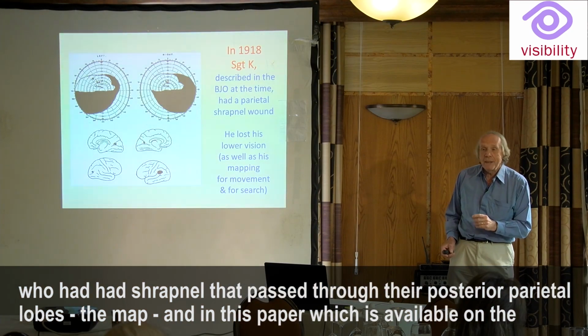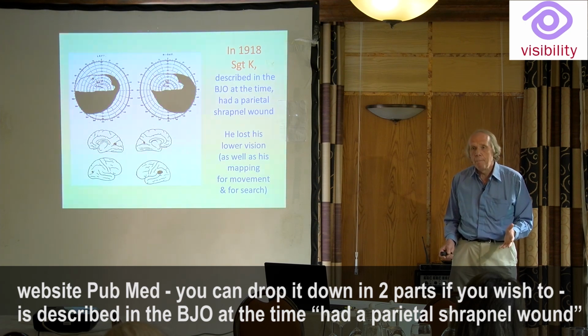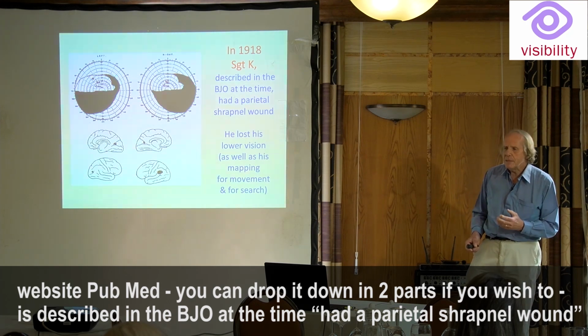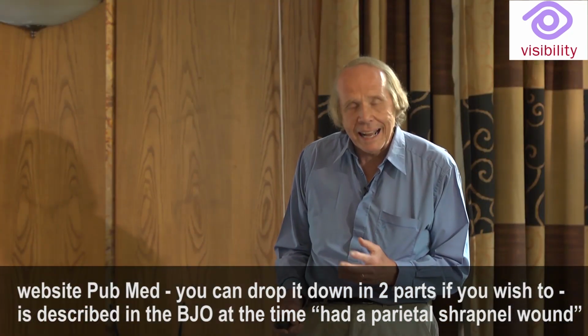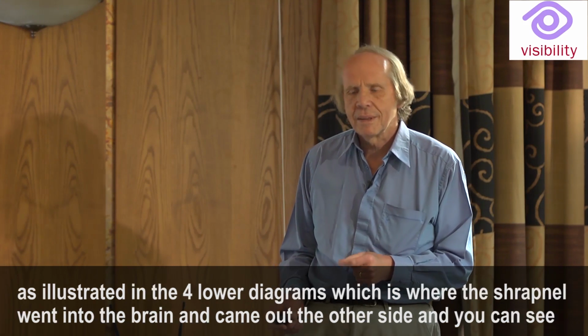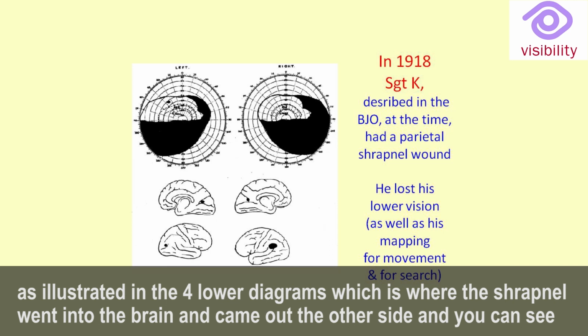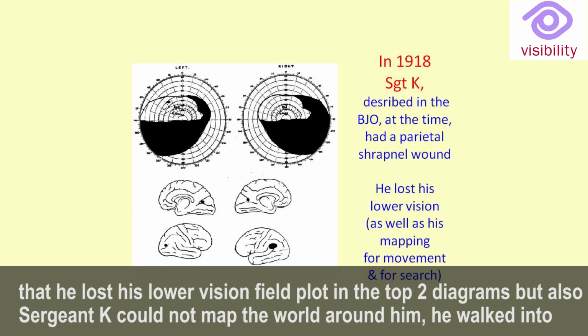And in this paper, which is available on the website PubMed, you can drop it down in 2 parts if you wish to, is described in the BJO. At the time, he had a parietal shrapnel wound, as illustrated in the 4 lower diagrams, which is where the shrapnel went into the brain and came out the other side. And you can see that he lost his lower vision, and that is the visual field plot in the top 2 diagrams. But also, Sergeant K could not map the world around him.